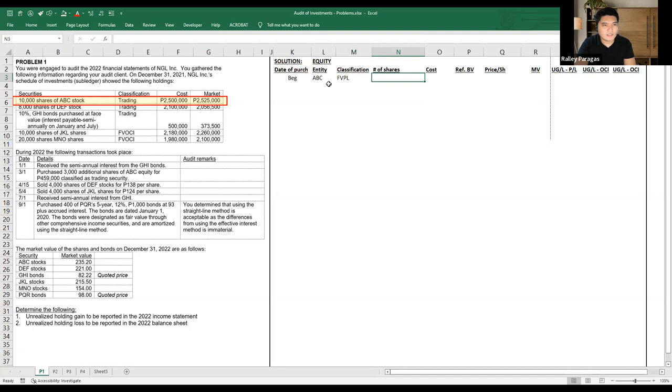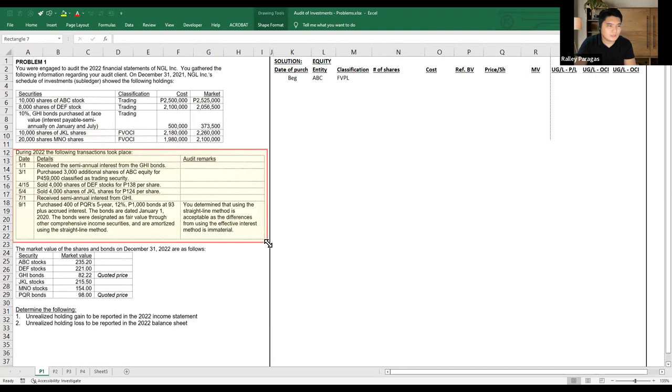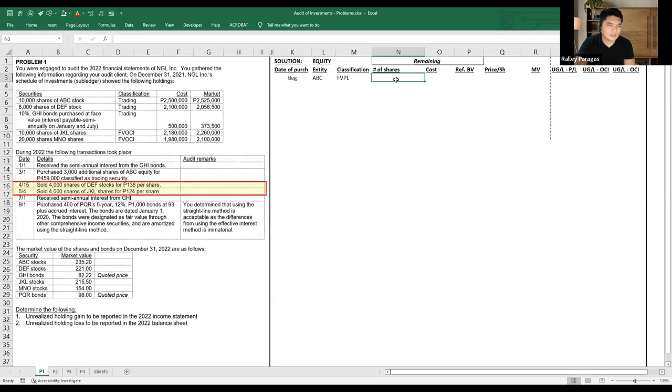Number of shares. Okay, number of shares lagay natin. Actually, tignan natin sa ilalim. So dito, meron tayong beginning balance ng ABC. Check nyo yung transactions ng 2022. Meron bang disposal ng ABC shares dyan para malaman natin yung remaining? Lagay natin dito as remaining, no? Remaining number of shares as of year end ng 2022? Wala. So ang binenta mo actually dito is ito lang, no, DEF and JKL. Pero kay ABC hindi naman nagbago. So the number of shares remains unchanged, 10,000 pa rin 'yan. In terms of the cost, yeah, lagay lang natin 25. Balik natin yung highlight. Yan.